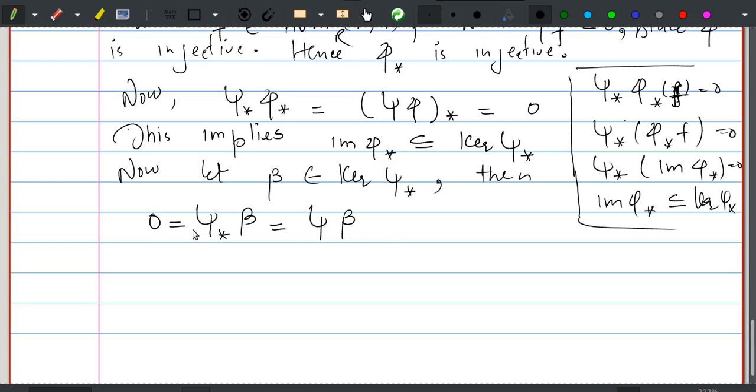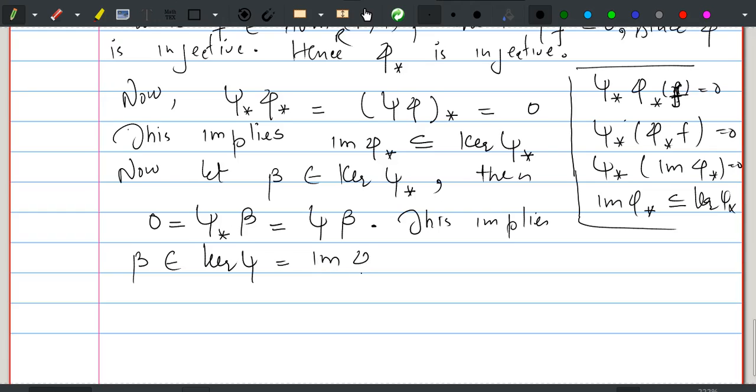That means beta is in kernel of psi, which is same as image of phi, because our given sequence is exact.